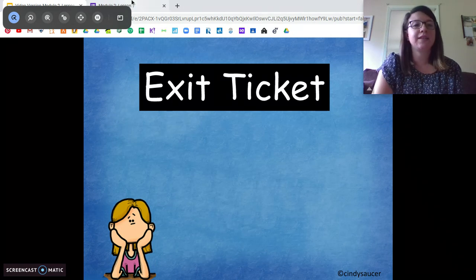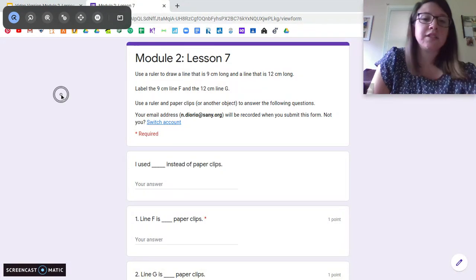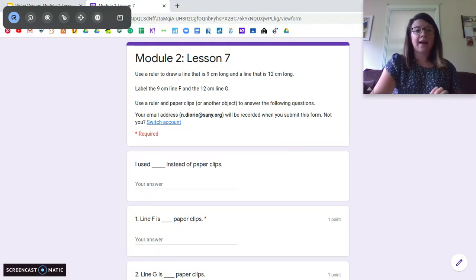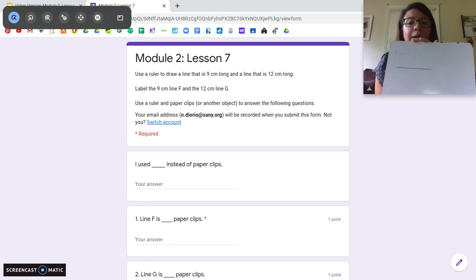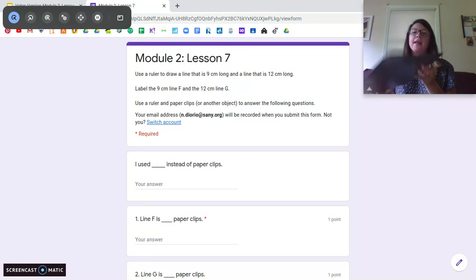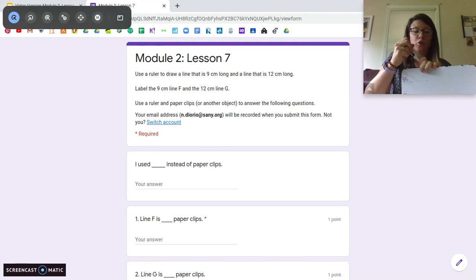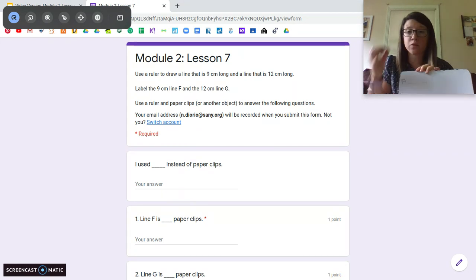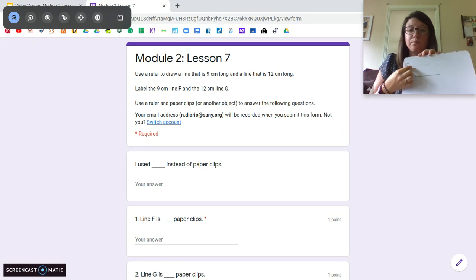Now, for your exit ticket today, you're going to see the directions say, use a ruler to draw one line that is 9 centimeters long, and one line that is 12 centimeters long. So there are mine. Next step, you're going to label one line, line F, one line, line G. Then you're going to take your non-standard unit of measurement, whether it's paper clips or something else, and you are going to measure with it.